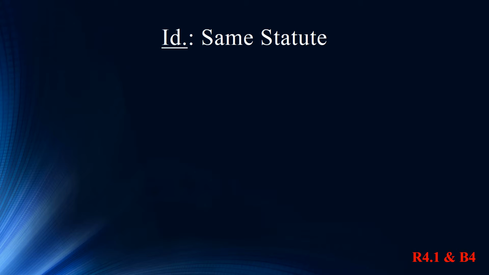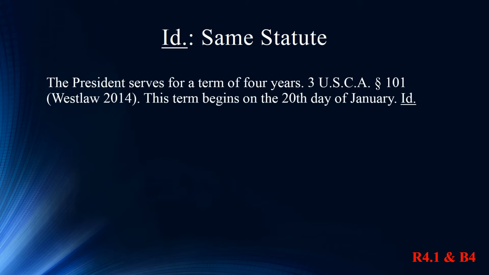Let's take a look at this federal statute example. The information that the President serves for a term of 4 years is located in 3 U.S.C.A. Section 101. The paraphrased information that the term begins on January 20th is also located in that statute and section, so we can use id. Because Section 101 is the immediately preceding authority, we only need to use id to show we are referring to the same authority. Let's look at an example from South Dakota.